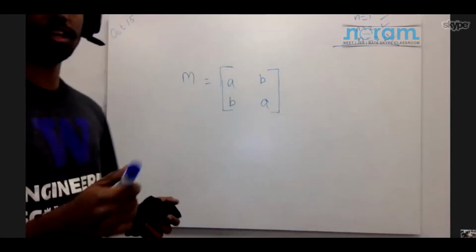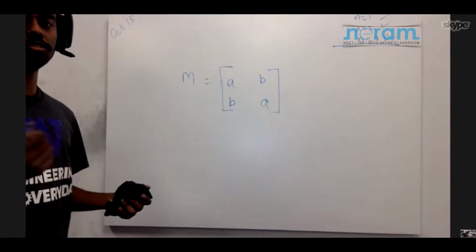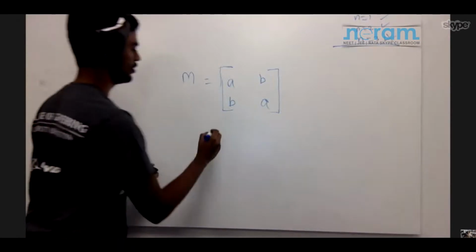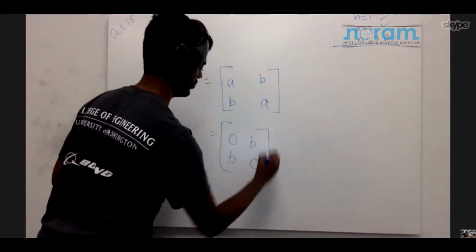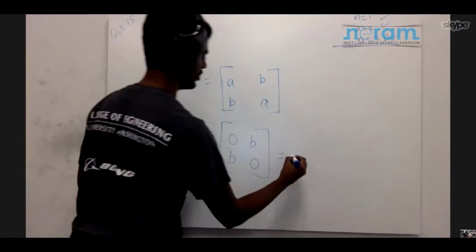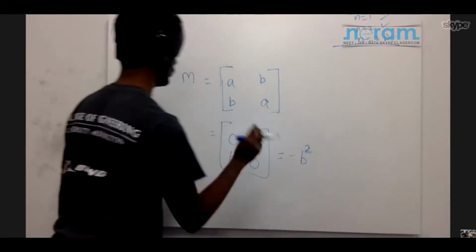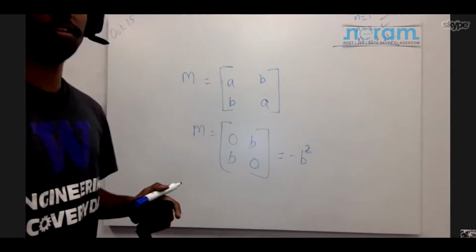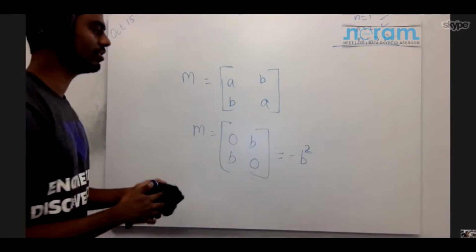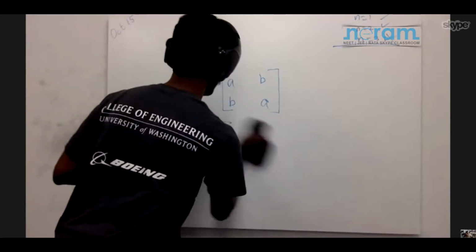What about C? M is a diagonal matrix with non-zero entries in the main diagonal. So this is 0, this is B. So what about this case? Determinant is negative B square. Is this invertible? Illa, invertible either. Okay. So C is right.